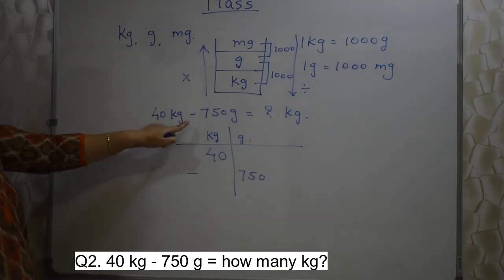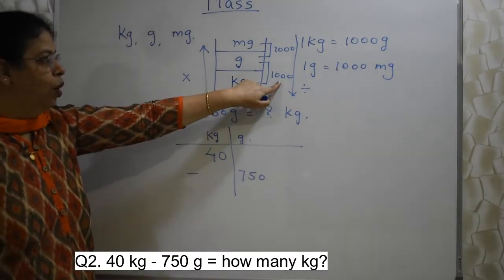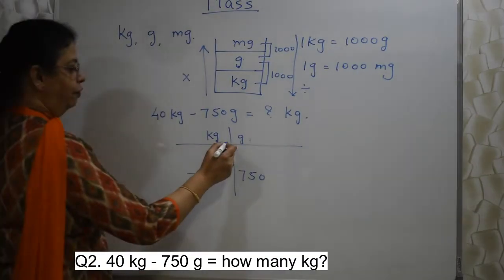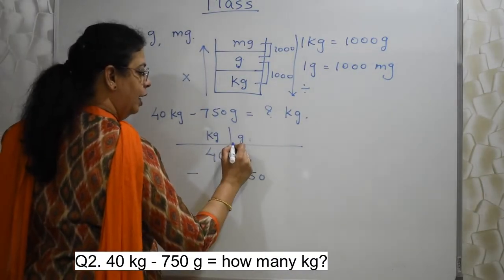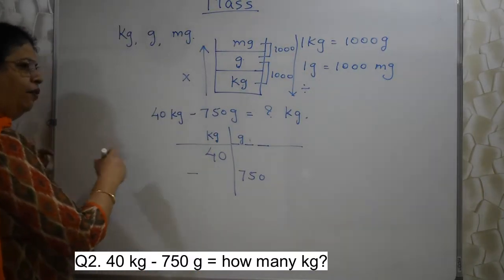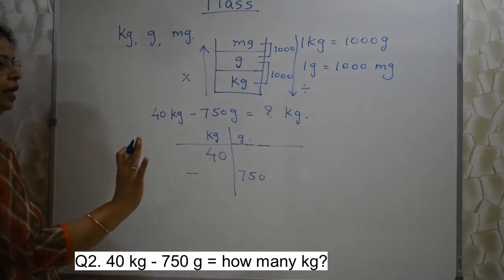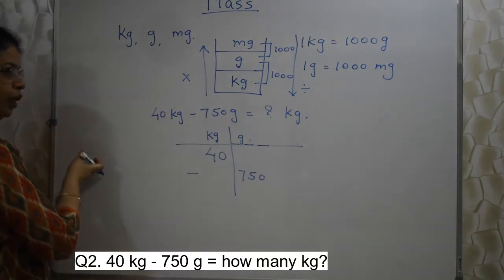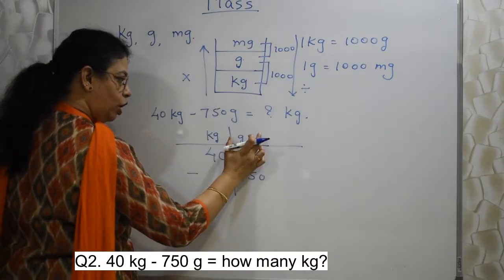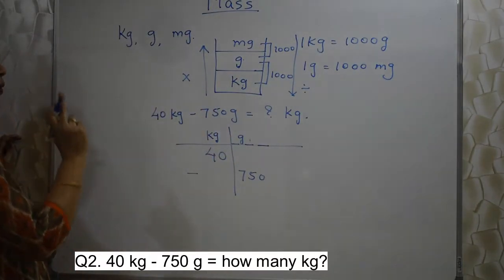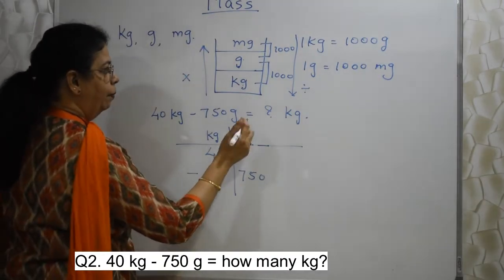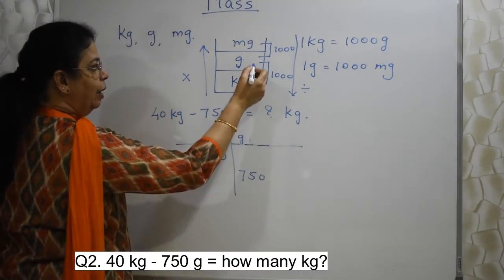See, kg and grams, the relation is of 1000. 1000 has 3 zeros, so gram will have 3 places. Gram can have 3 places. Kg can have as many places as it can. It can be 4000, it can be 40,000 kg, doesn't matter. Gram, whichever is the smaller one, always has a definite number of places, and it is decided by their relation.